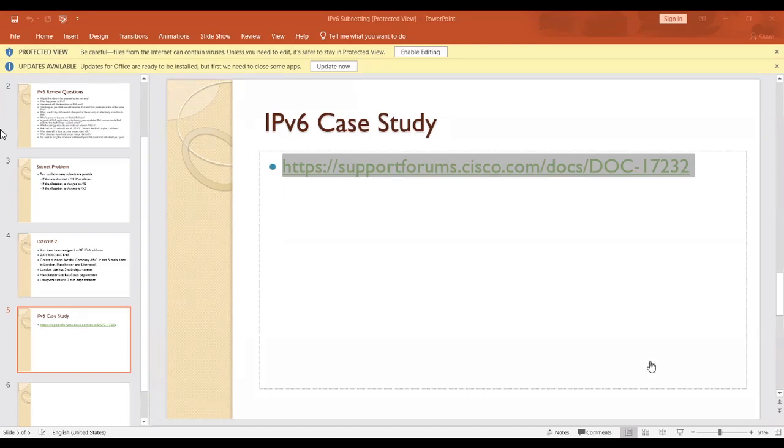This is a Cisco document about the case study of subnetting IP version 6 addresses. So you can see that example for your reference, right? And let's see. Yes, the things I can show you about IP version 6. I'll show you the RFC of IP version 6 for your information. Please look at this.